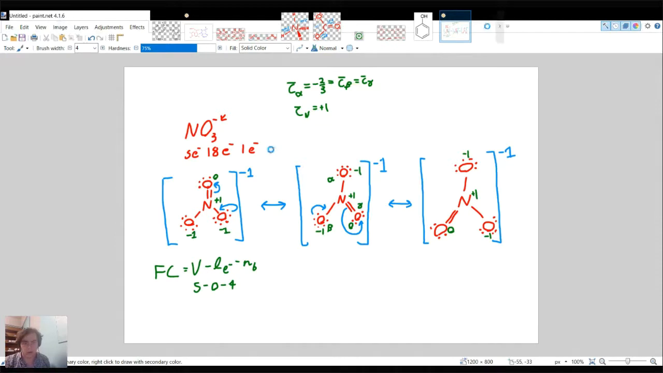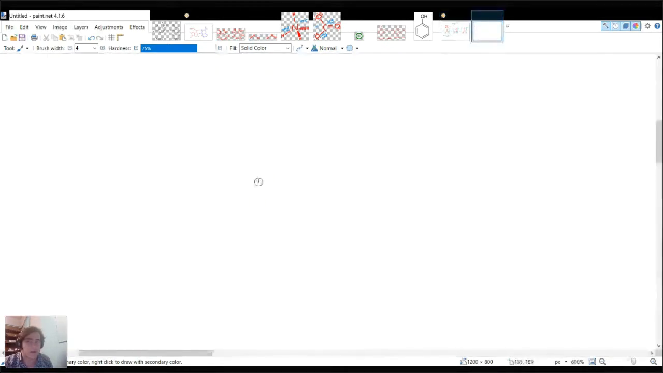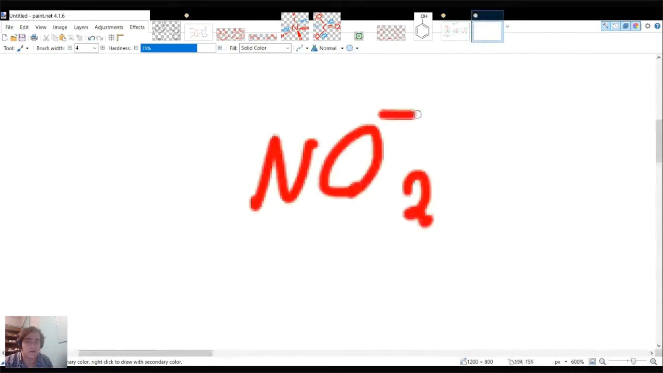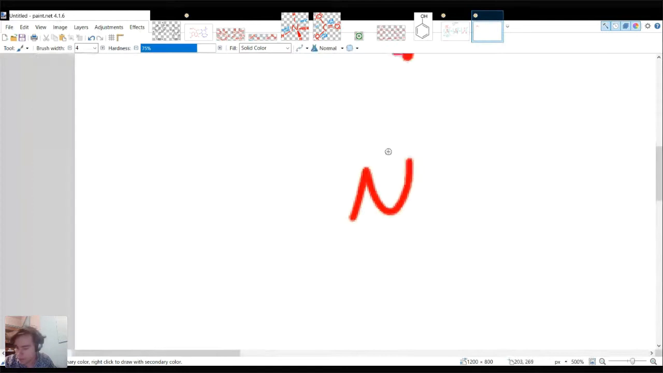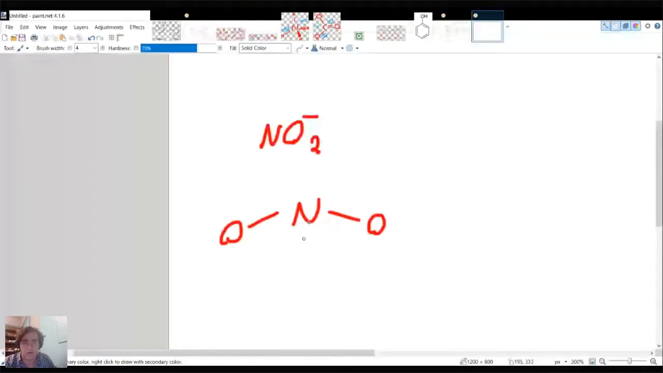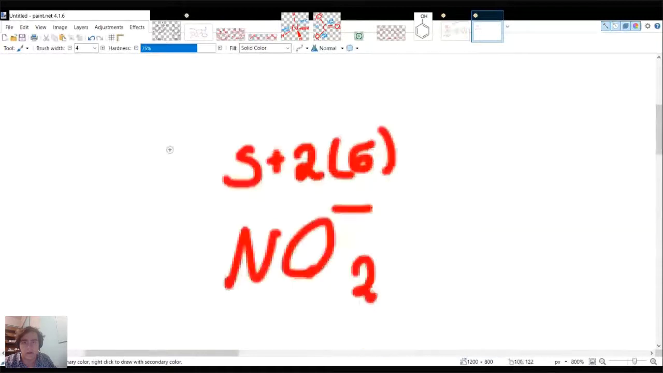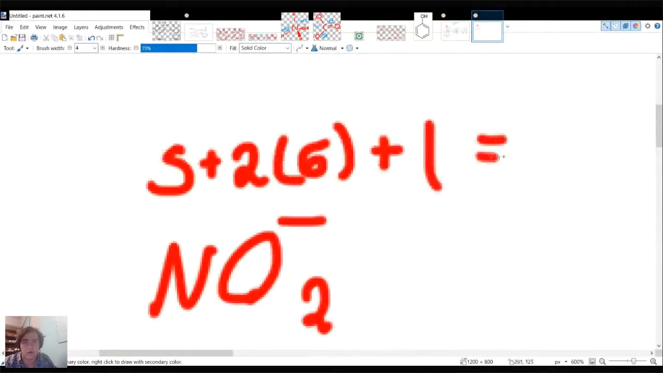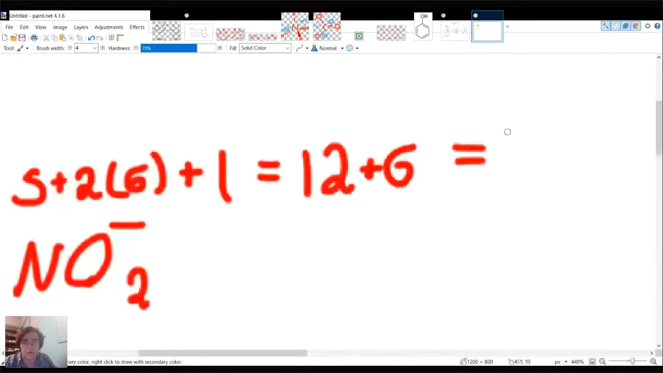Okay, so we're gonna do nitrite now, NO2 negative. So drawing the structure out, nitrogen's in the middle, 2 bonds to oxygen. How many total electrons are in here? 5 plus 2 times 6 plus that extra charge. So that's 12 plus 6, which is equal to 18.